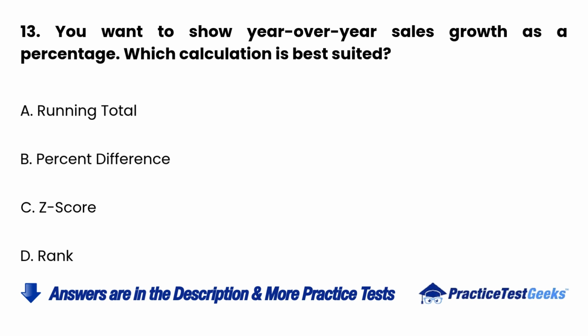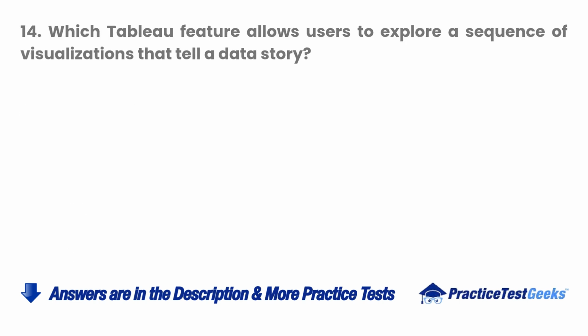Which calculation is best suited? A. Running total. B. Percent difference. C. Z-score. D. Rank.